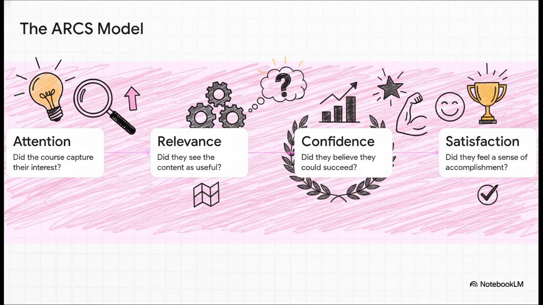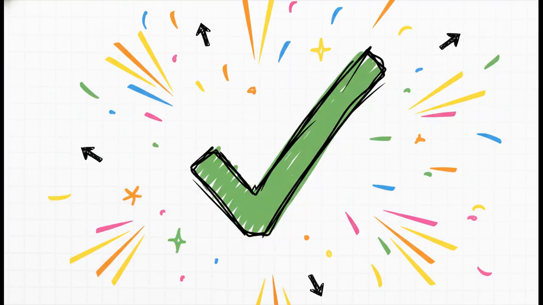Did the course actually grab their interest and keep it? Then R, for relevance. Did the students see the content as useful for their own goals? Next is C, for confidence. Did they feel like they could actually succeed in the course? And finally, S, for satisfaction. Did they get that sense of accomplishment when they were done? So, the big question. Did the redesigned course actually deliver on these 4 points?